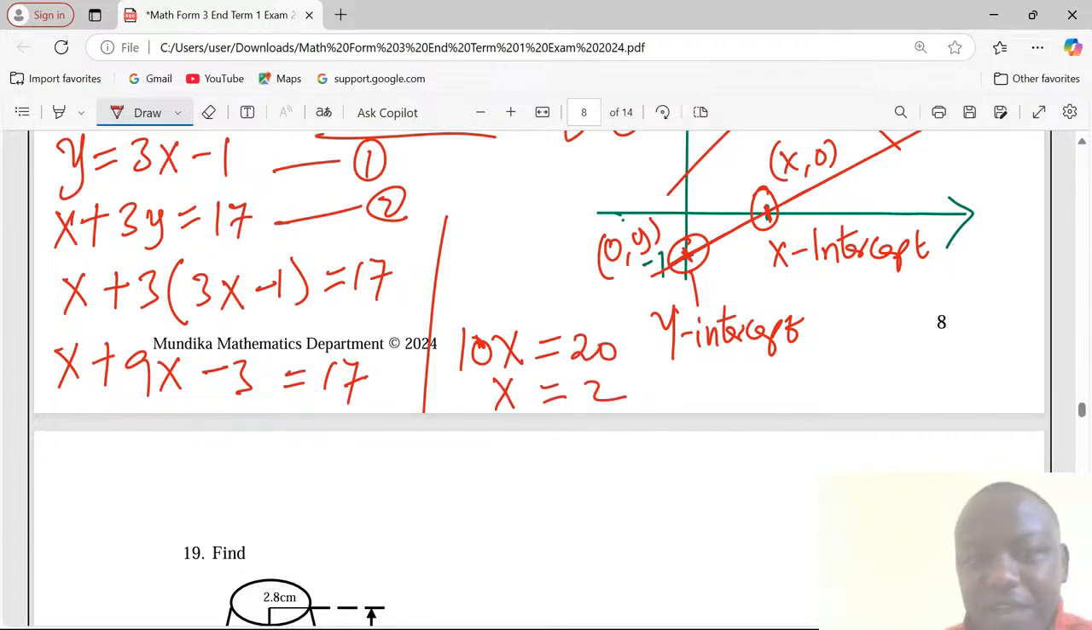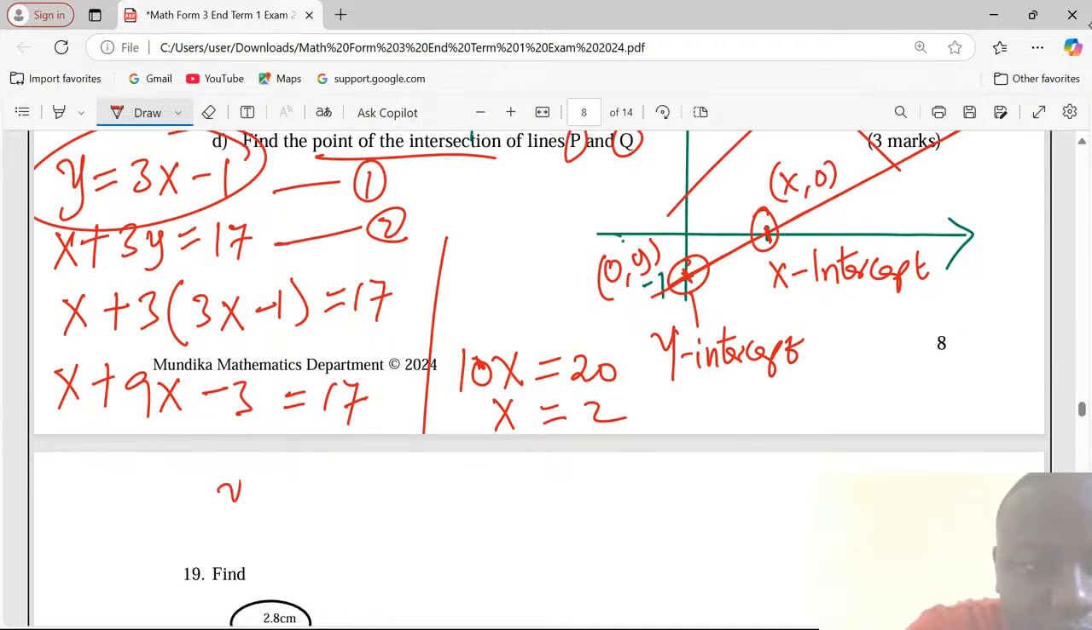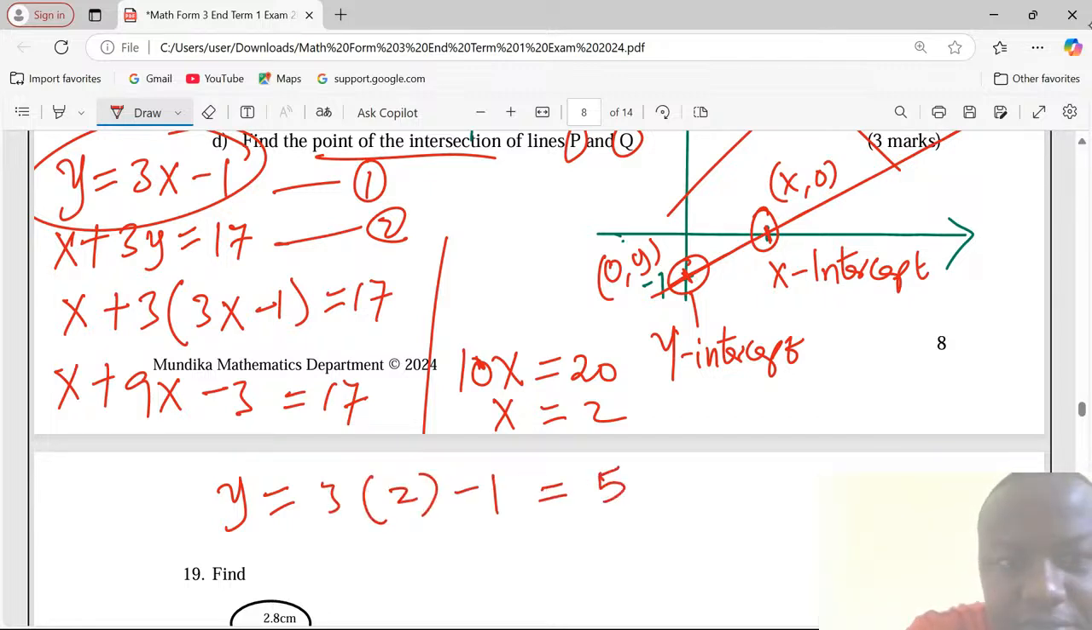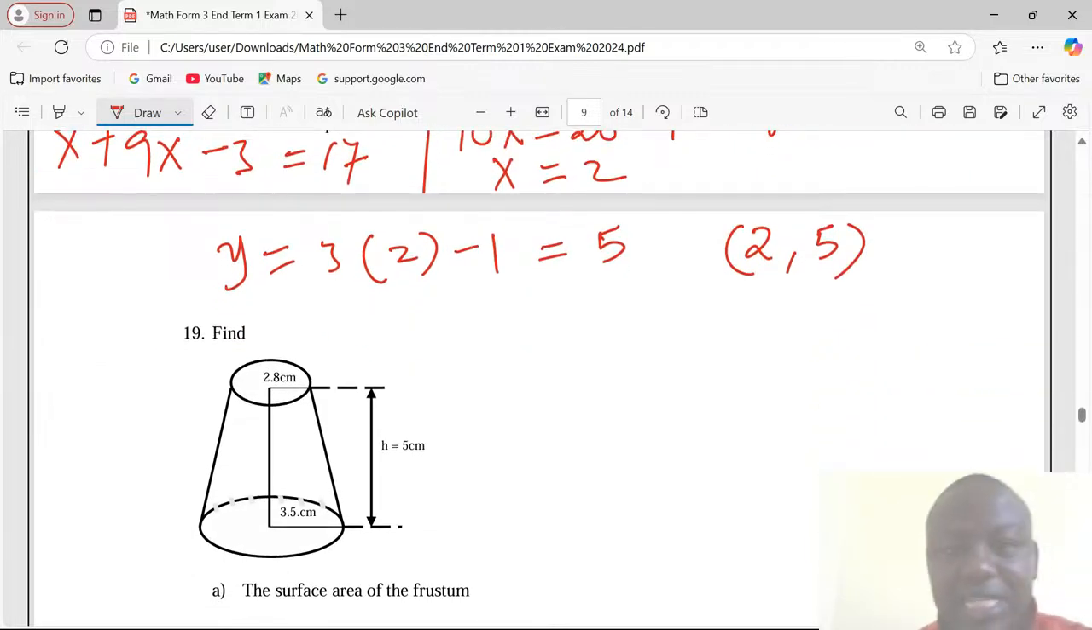If the value of x is 2, why don't we get the value of y? So y is going to be 3 into 2 minus 1. 6 minus 1, 5. So the point of intersection is given as a coordinate 2, 5.